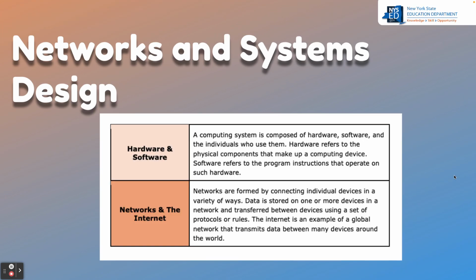So networks and systems design is one of the smaller areas. There's only 5 standards within this concept area. It's broken down into 2 sub-concept areas: hardware and software, where we're talking about the physical components, and software, where we're thinking about the programs that we use on the hardware. And then we're talking about networks and the internet, where we're talking about the way data is stored and how it's transferred or transmitted throughout the world.